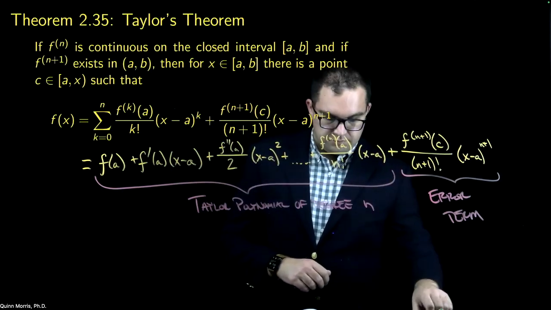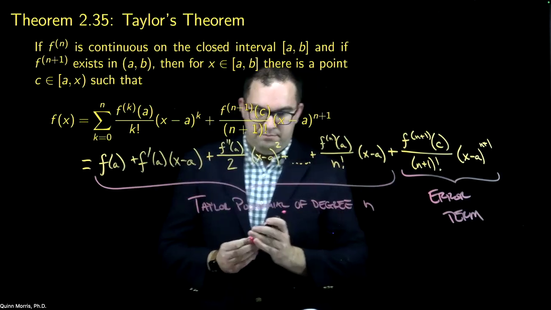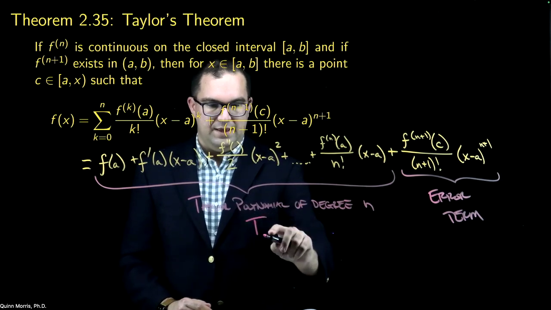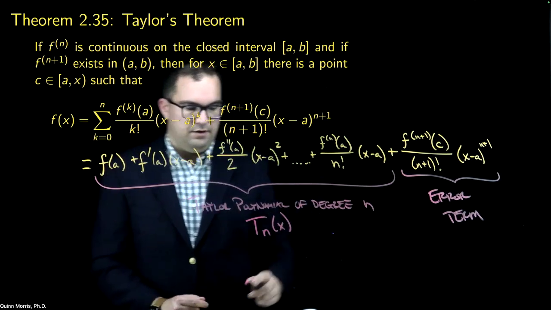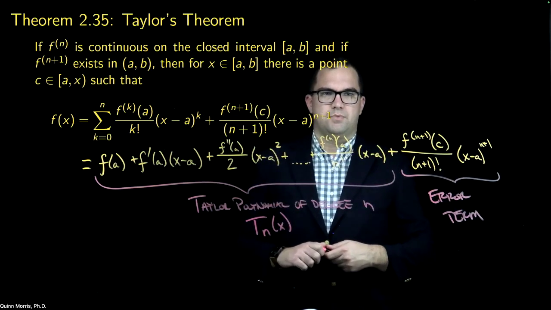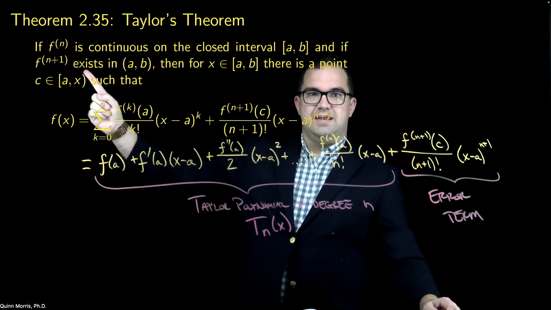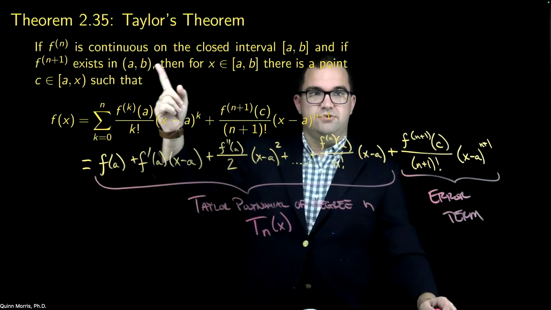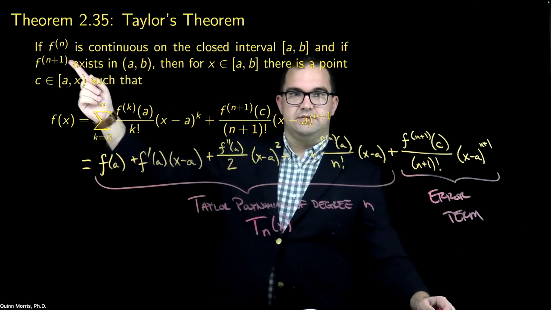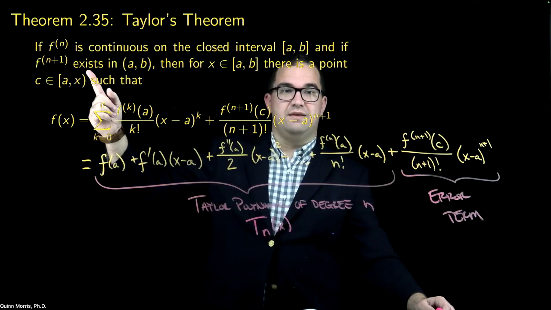Our goal today, just to introduce a small piece of notation, is that we'll often abbreviate the Taylor polynomial of degree n as T sub n of x, and that'll be helpful in a moment when we want to prove this. The real idea here is that your function f is continuous on the closed interval and differentiable on the open interval. Notice we're saying the nth derivative is continuous, and the n plus first derivative exists.